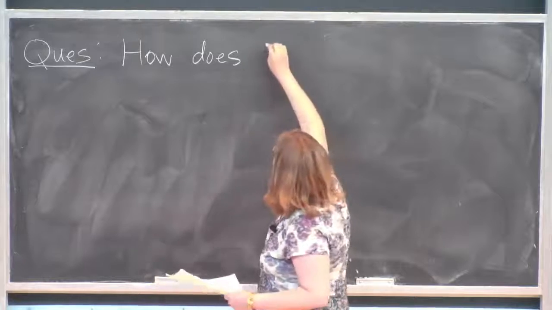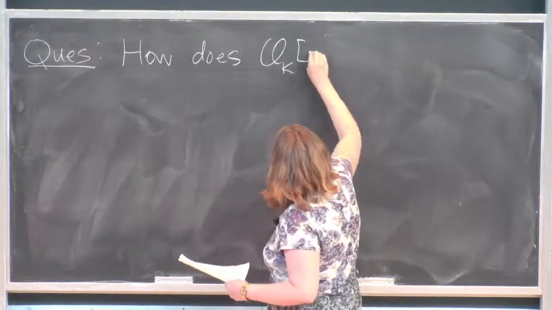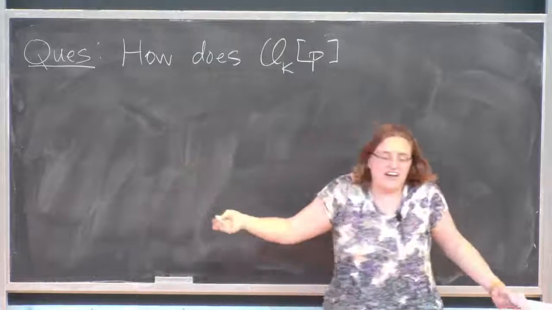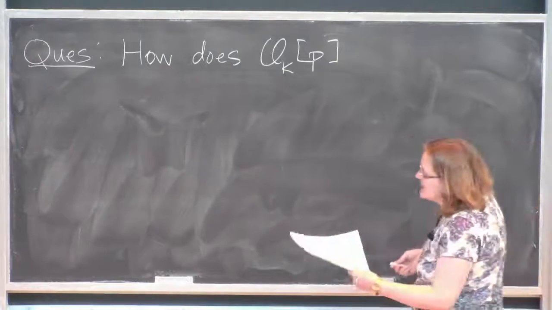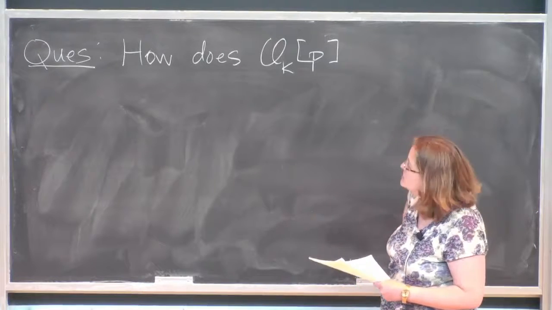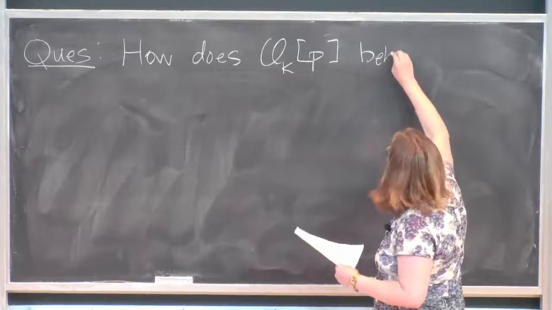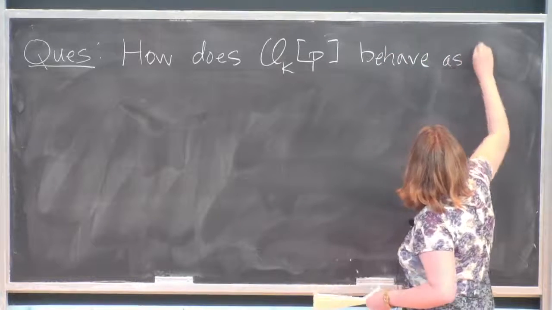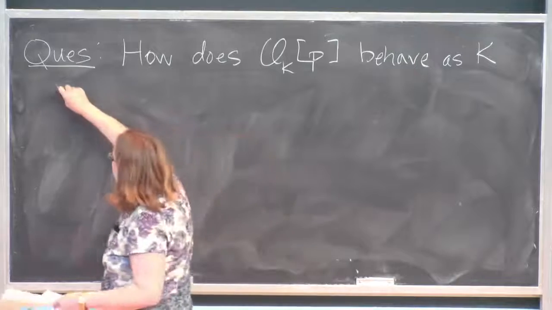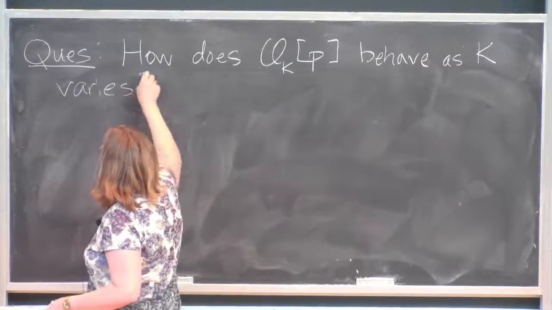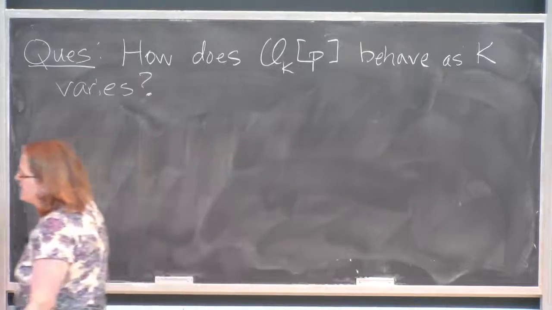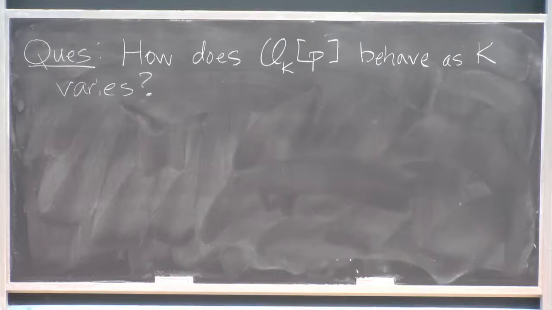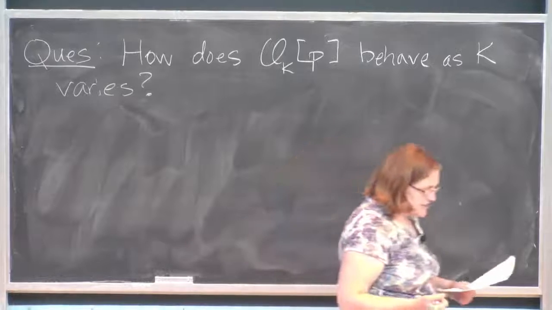does this p-torsion in the class group, which if you want, you can just think of actually as a number, the dimension of the vector space, since that's all you really can say about the p-torsion. So how does this behave as K varies? Okay, so if I look over all K, how often is this p-torsion 0-dimensional, 1-dimensional, 2-dimensional? That's the kind of question.